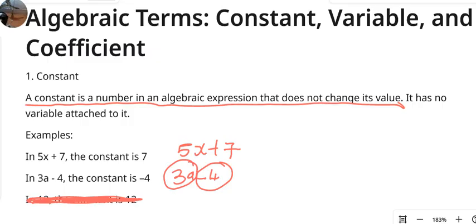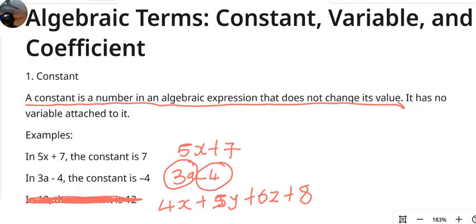Okay, sometimes you can have another expression. Let's look at another expression here. You can have an expression like this. Let's say 4x plus 5y plus 6z, maybe plus 8. What do you think is a constant in this question here? You can pause the video and try answering on your own.